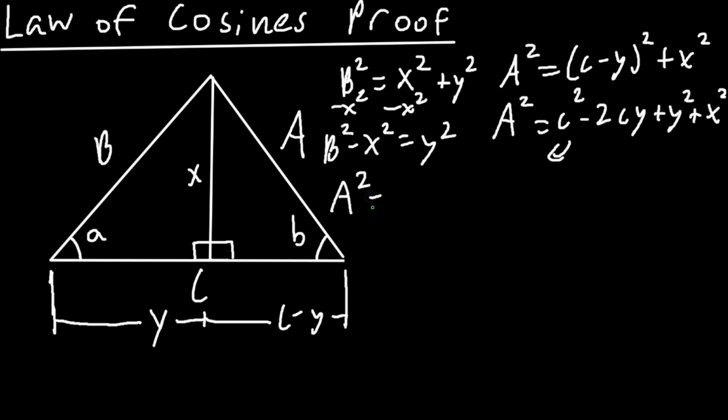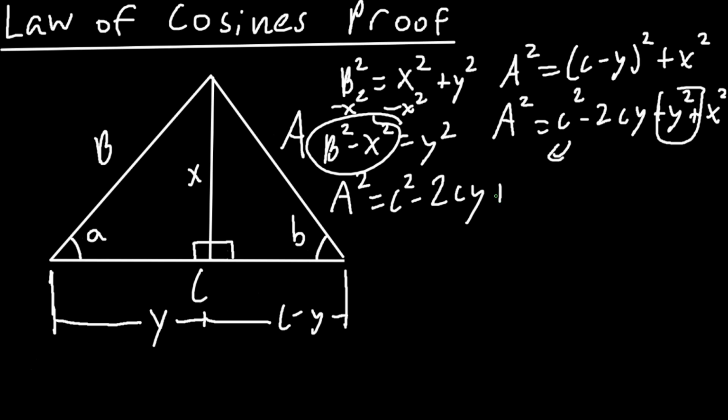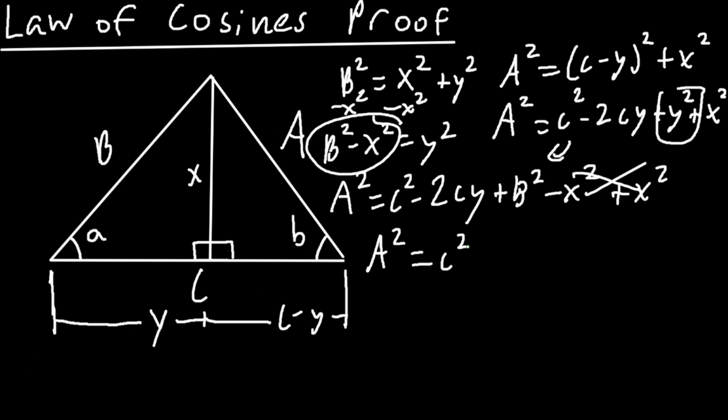A squared is equal to c squared minus 2cy plus y squared, but y squared is essentially this, right? So I'm going to do plus b squared minus x squared. Okay, and then I'm going to add the x squared at the end. I'm going to go back to this part of the equation. So right off the bat, I'm noticing we have a negative x squared and an x squared, so I can cancel those out. Those cancel out by adding like terms. We have a squared is equal to c squared, and then I'm just going to move this b squared over here. So it's plus b squared minus 2cy. And that's essentially what you have so far.